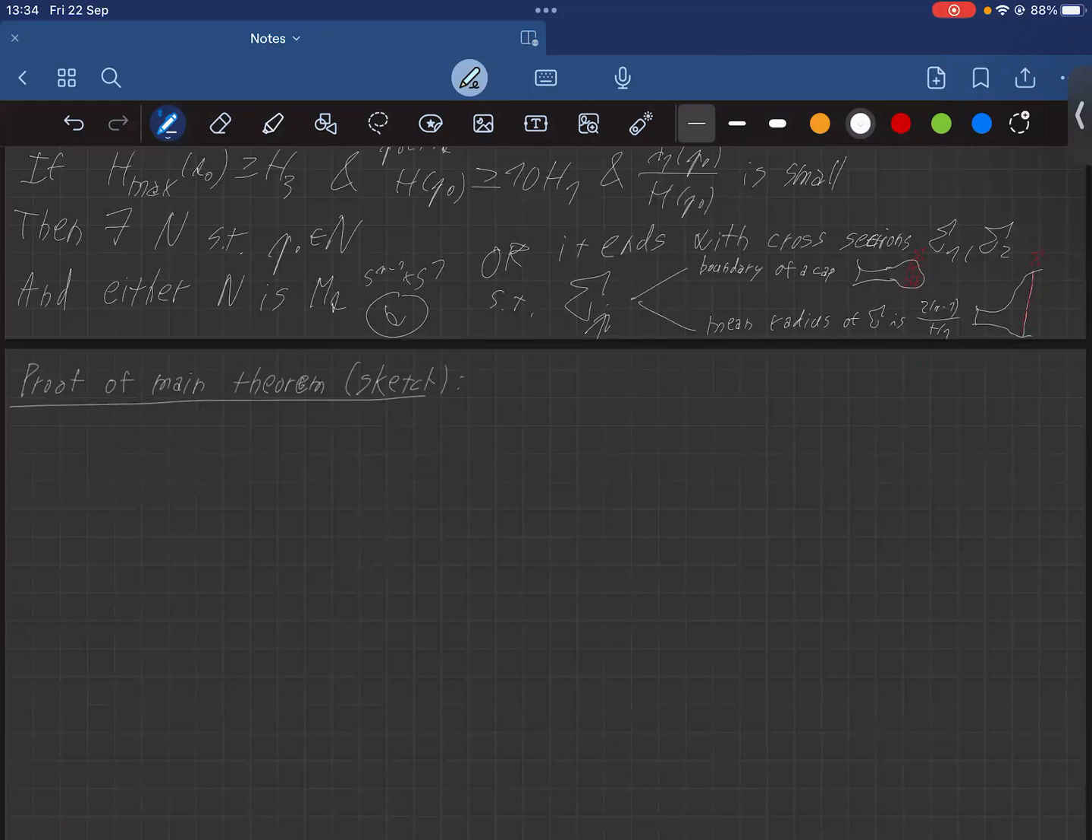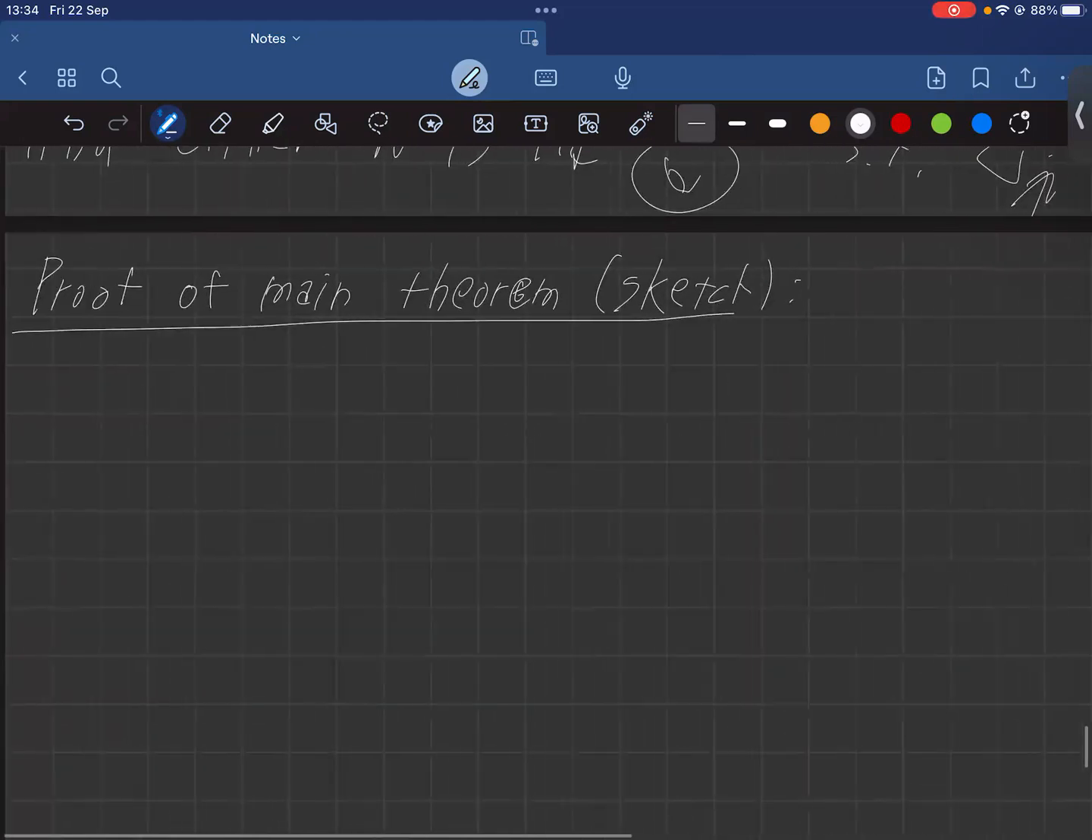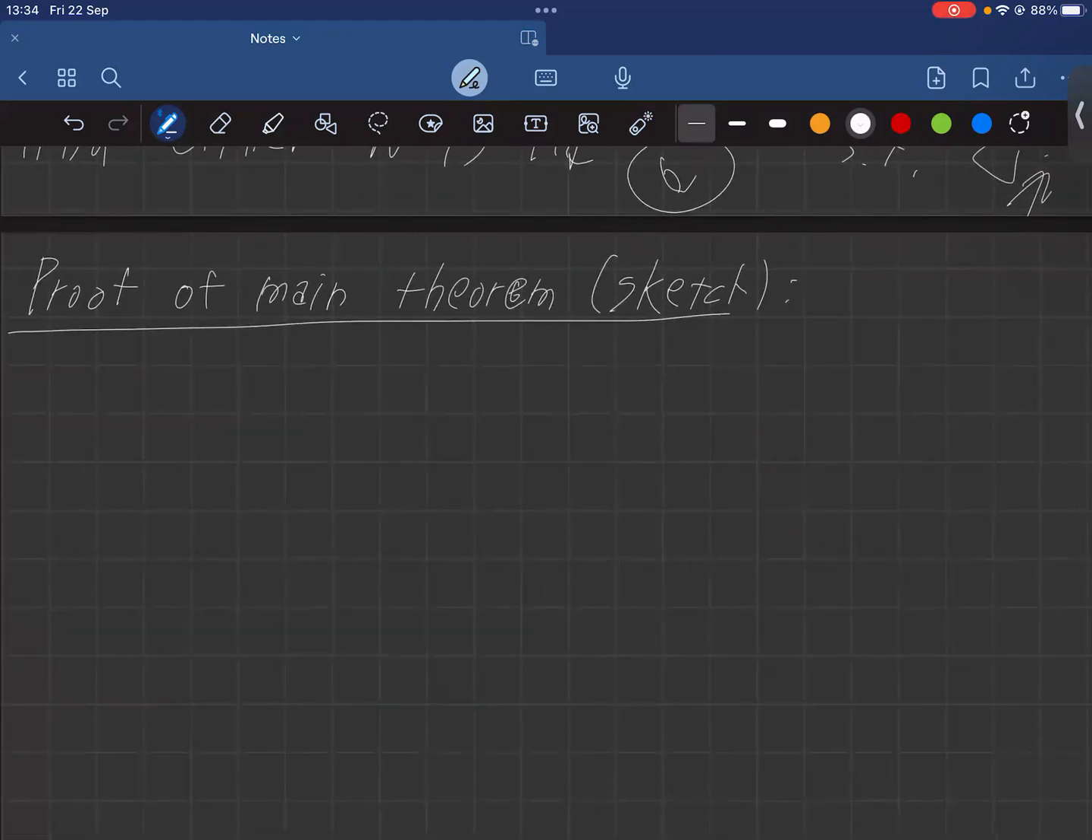But then when everything is set and done, and we have H1, H2, and H3, we start our flow until we reach a point where the maximum mean curvature is H3. And when that happens, let's say we have some point P0 where the mean curvature is between H2 and H3.